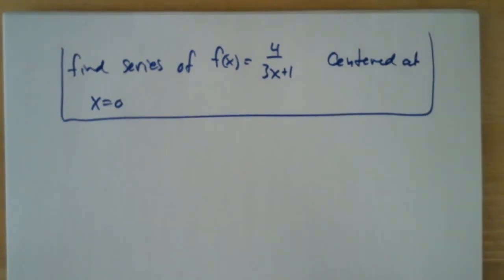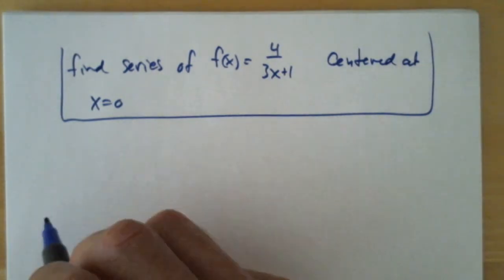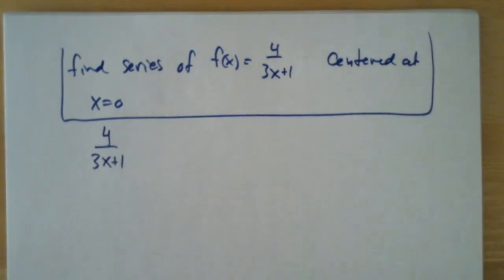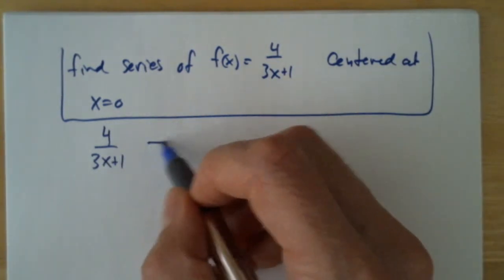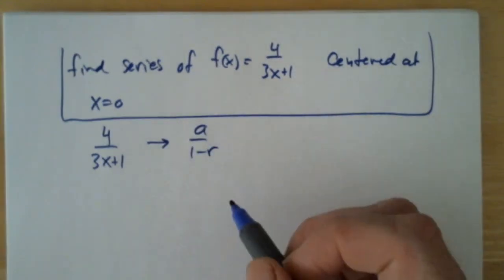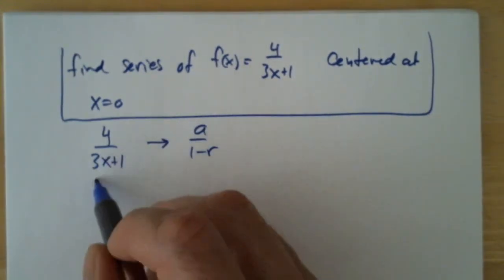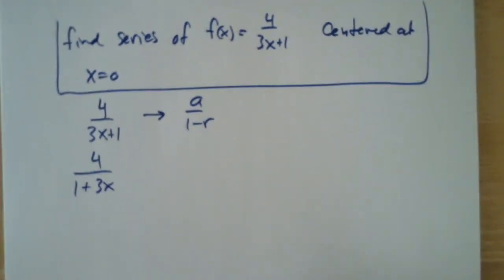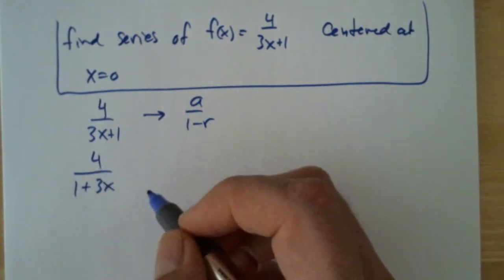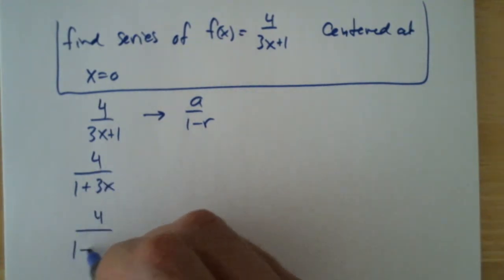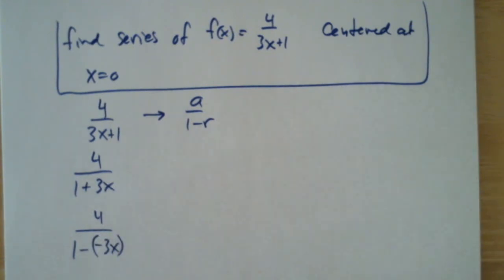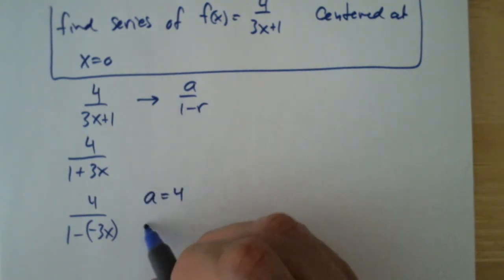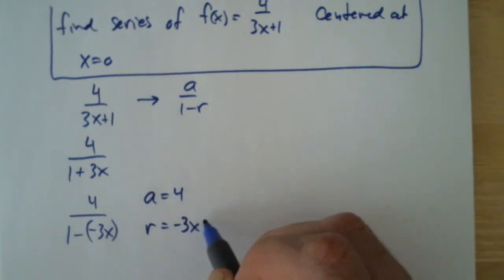Pause the video and try that one. We want it to look like this, and that means let's start by changing the order. Then we just have to write it like that. So a is 4, r is negative 3x.